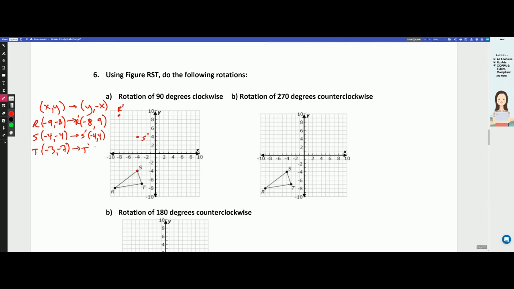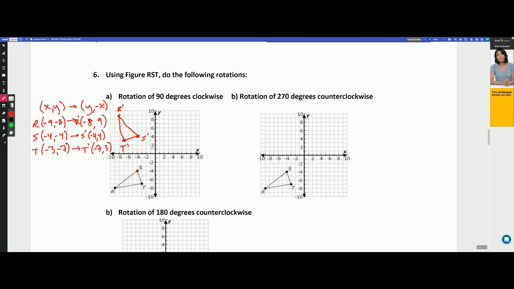And now T prime, following the rule, they got to flip. And your x this time negates, so the negative of -3 is +3. So T prime is going to be at (-7, 3), right here. And that's T prime. Here I go. The hardest part about this study guide, other than making sure my pen doesn't mess up, is drawing straight lines. Go figure.